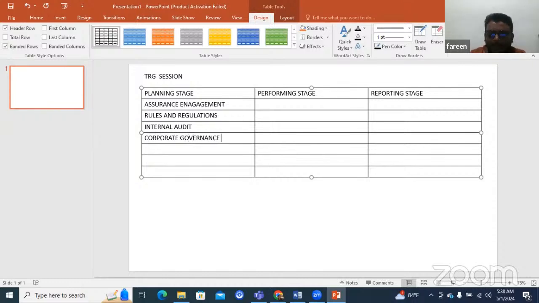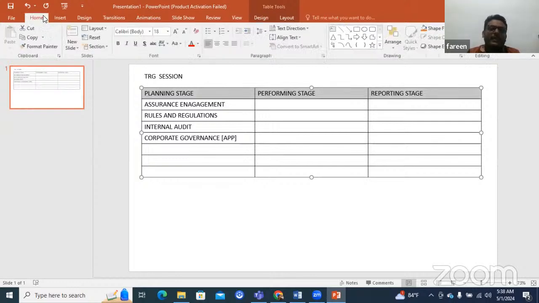Thereafter, you might study corporate governance. This is a bit important. I could say it's application, because whatever principles you studied under corporate governance, you need to apply to case studies. So case study wise, that topic is very, very important.